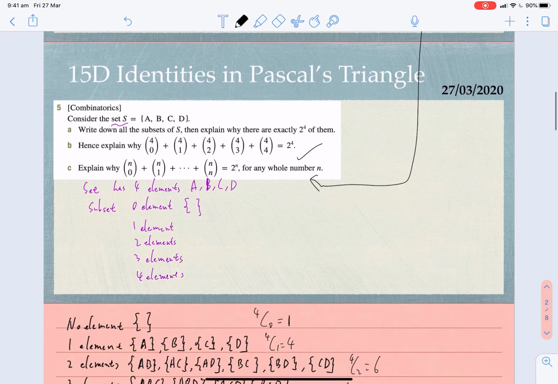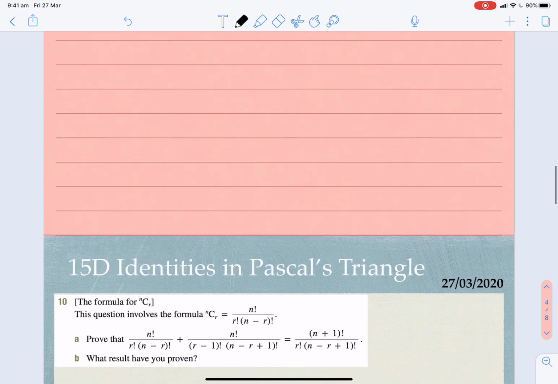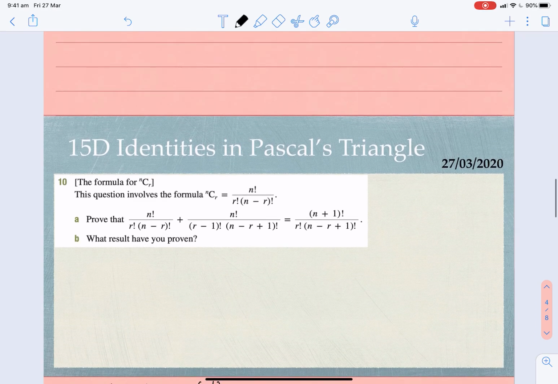Okay, now let's look into something slightly more difficult, which is this combination equation here. This is the key for this whole question. Alright, let's have a look at it. To prove an equation, we normally use the left hand side. So the left hand side equals n factorial over r factorial times n minus r factorial, plus n factorial over r minus 1 factorial times n minus r plus 1 factorial.